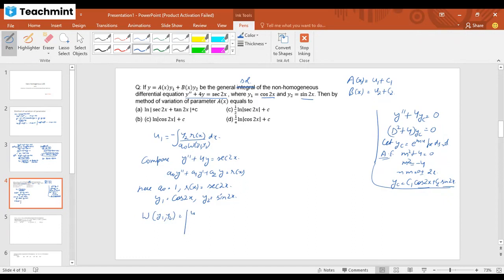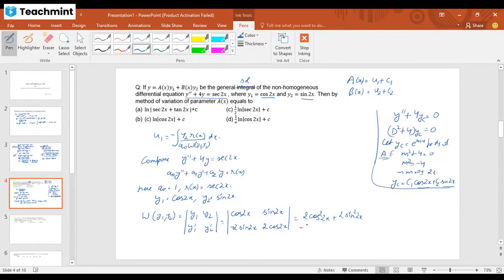Wronskian of y1 and y2 means the determinant with rows y1, y2 and y1 dash, y2 dash. So if we solve this determinant, y1 is cos 2x, y2 is sin 2x, the derivative of cos 2x is minus 2 sin 2x, and the derivative of sin 2x is 2 cos 2x. If we solve this determinant, it is 2 times cos square 2x plus 2 times sin square 2x.